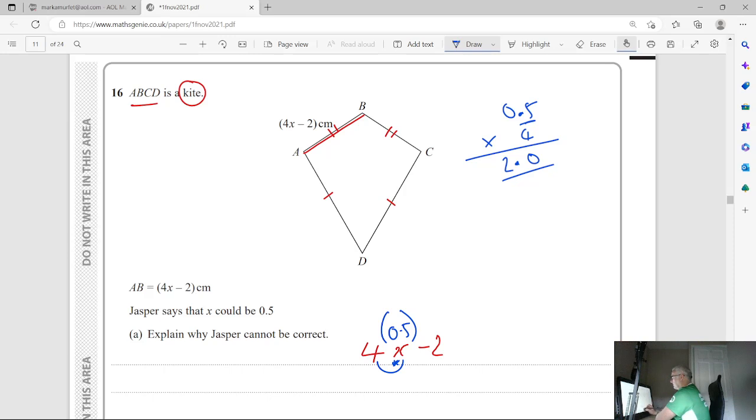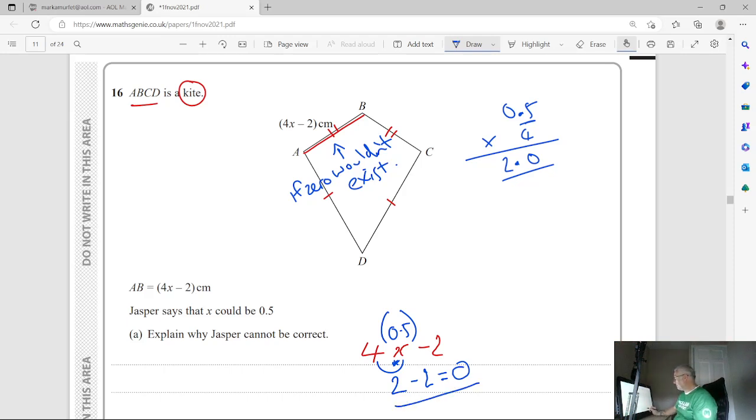Well, if that equaled 2, 2 take away 2 is going to equal 0. And if it equaled 0, it wouldn't exist. It's not going to be there because 0 we wouldn't write it, it wouldn't show at all. So if it was 0, it wouldn't exist. And that's the correct answer for that question. You just need to justify that if that was 0.5, my answer would equal 0.